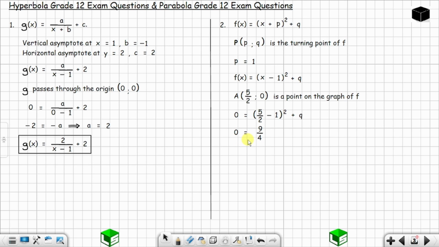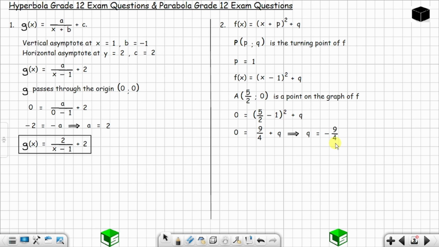Please try to stay away from the calculator. Sometimes you need to solve these problems without using a calculator. Okay, so you have this plus Q. And so what is Q equal to? When you take this to the left, Q is equal to negative 9 over 4.